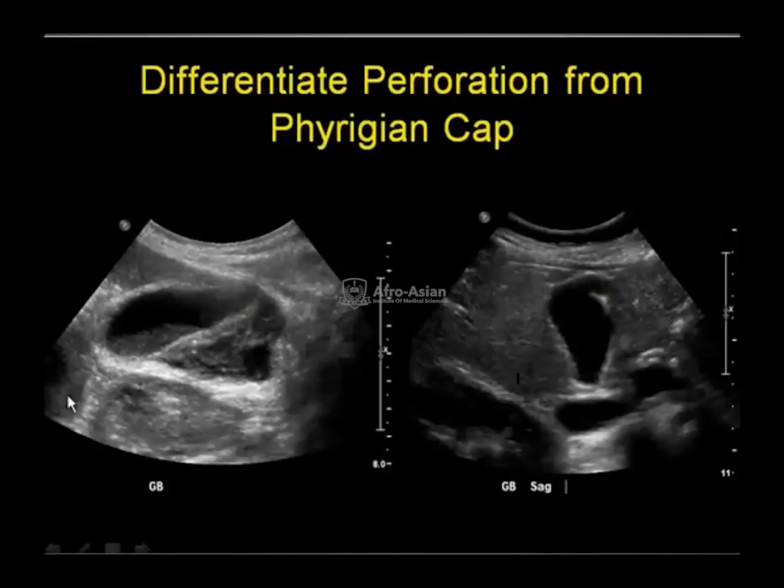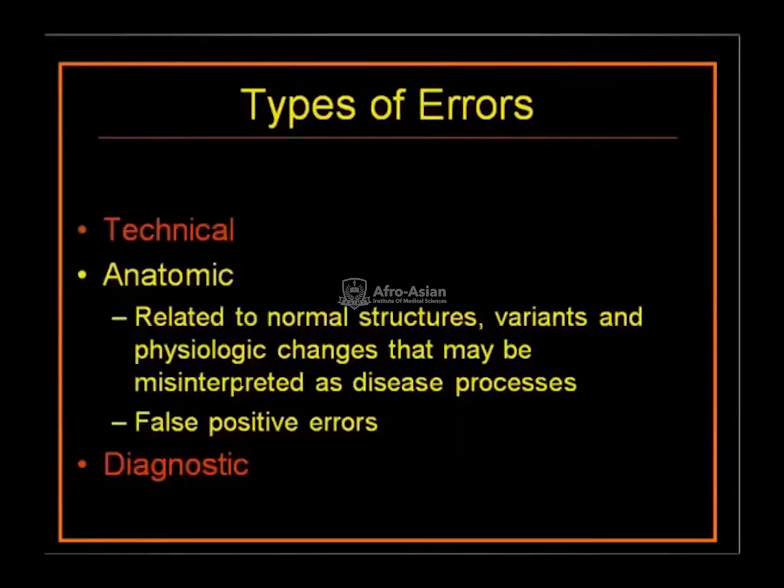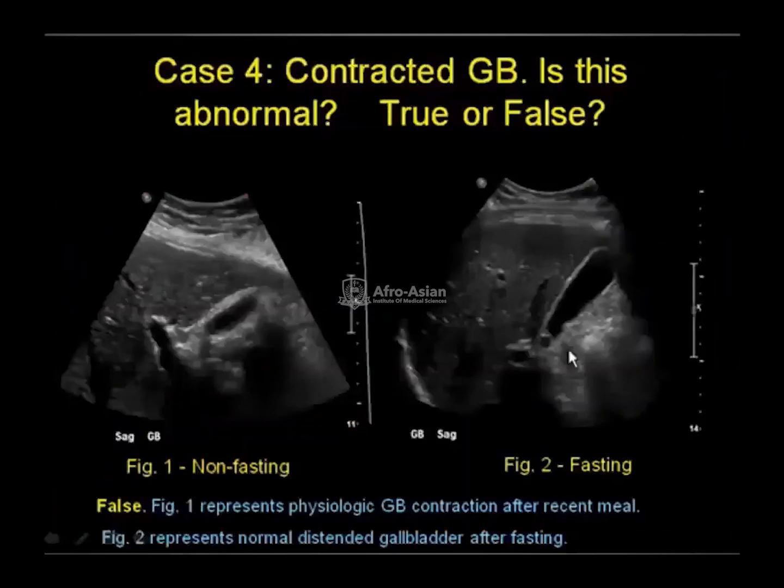So there is a difference. Then after the technical are the anatomical, like the Phrygian cap we saw, and then we can see if it is fasting or non-fasting. Sometimes it can confuse, so always try to scan the patient fasting. For the gallbladder, it is better to have a fasting state. Sometimes due to non-fasting, you can see this angle, this wall, giving some shadow, which is an artifact, so we can confuse it with a stone.